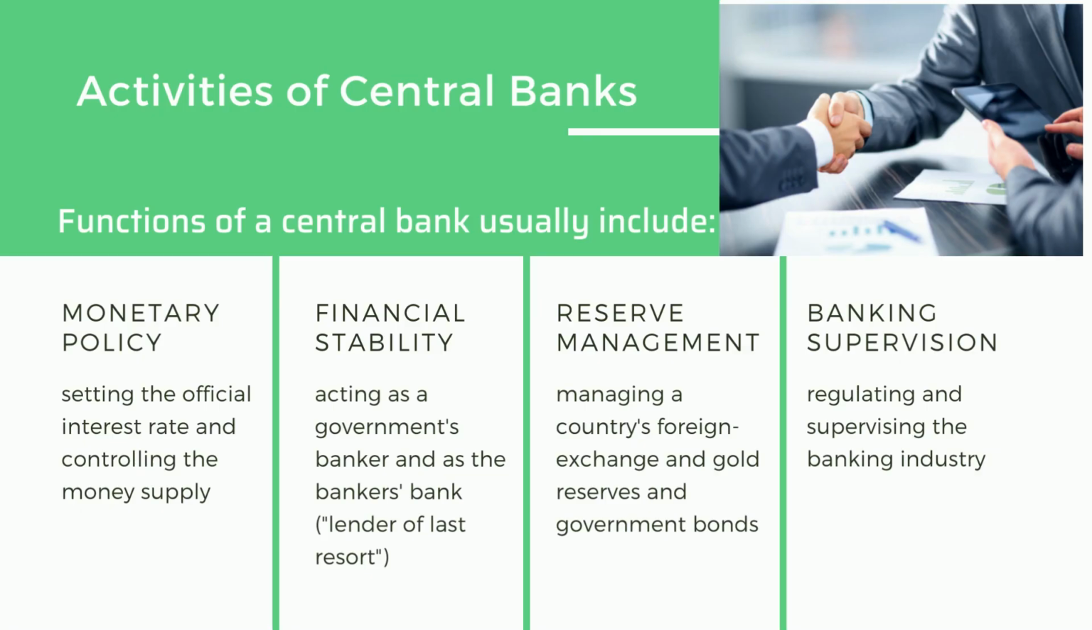Now let us discuss the activities of central banks. What do the functions of a central bank usually include? The first one is monetary policy, by setting the official interest rates and controlling the money supply. The second one is financial stability, acting as a government banker and as the bankers' bank, or what we call lender of last resort. And the third one is reserve management, managing a country's foreign exchange and gold reserves and government bonds. Banking supervision means regulating and supervising the banking industry.